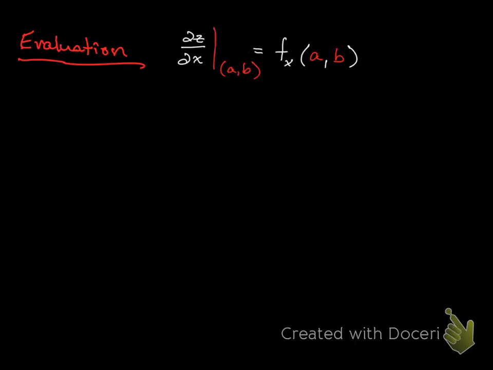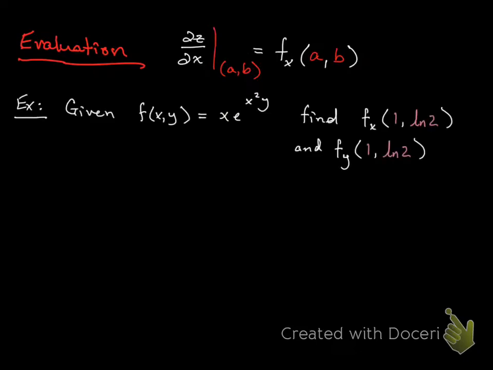Okay, so let's look at an example here. Given this function, f of x, y is x times e to the x squared y. I got that x squared y again, that's just kind of happenstance. I want to find the partial with respect to x and y evaluated at the point where x is 1 and y is the natural log of 2. Okay, so first I need my partial derivatives.